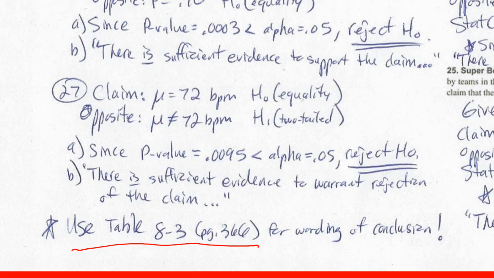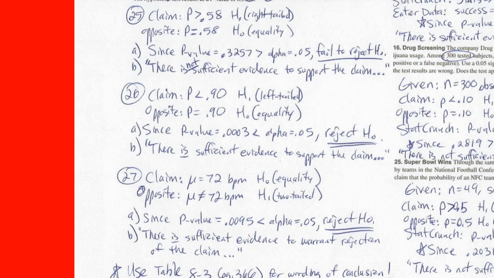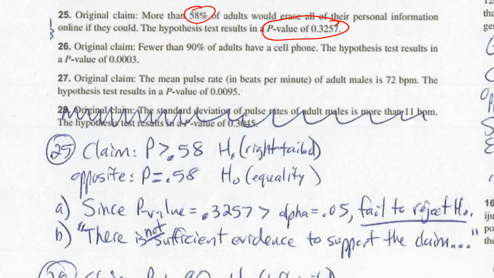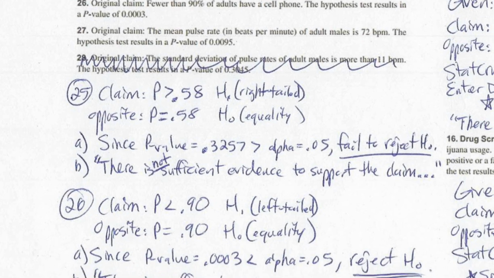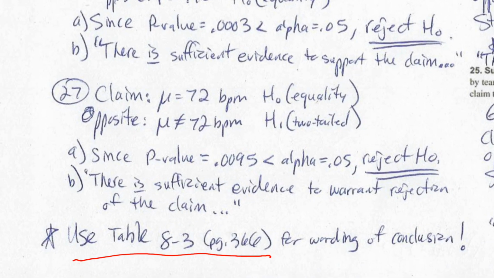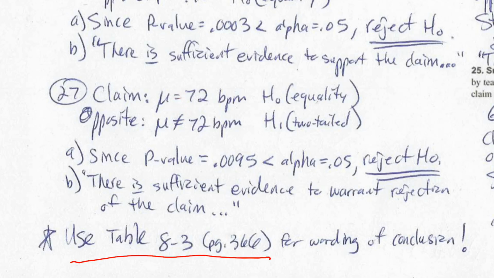Number 27. So this time, the claim is equality. Okay, if you go back. So the claim is 72 beats per minute. So this doesn't happen a lot, but sometimes we have the claim as being the null hypothesis because it's equality. Okay, so it is right there. The claim is basically status quo. Okay, and it's not less than or greater than, it's just equal to this. And so that's our equality.